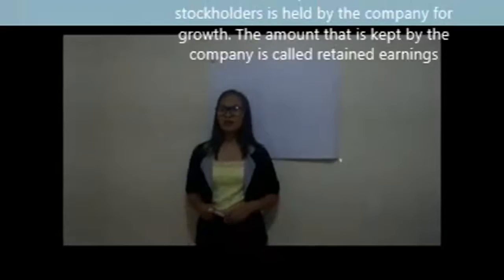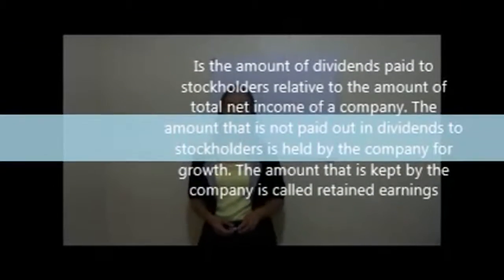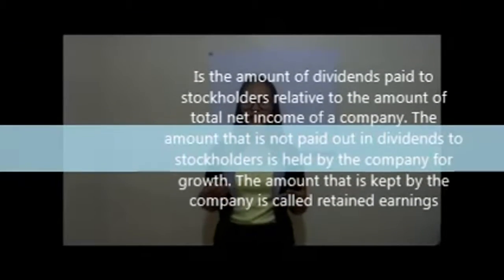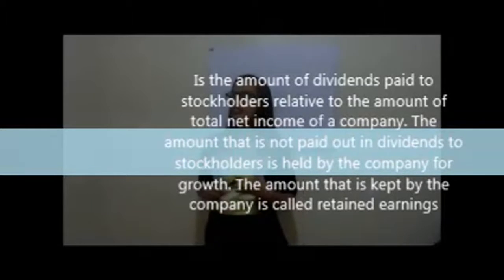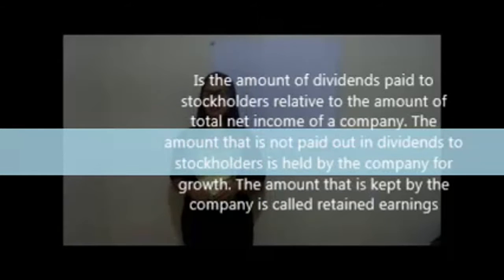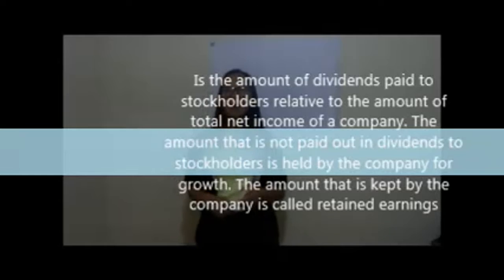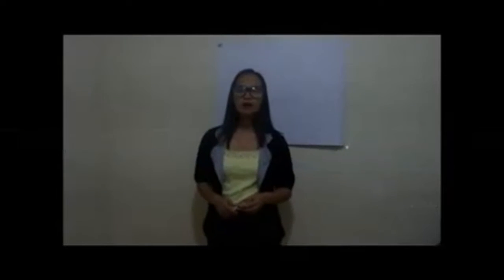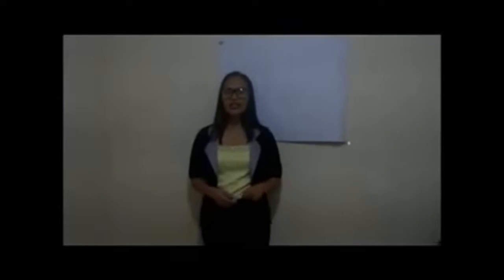It means that DPR is the amount of dividends paid to stockholders relative to the amount of total net income of a company. The amount that is not paid out in dividends to stockholders is held by the company for growth. The amount that is kept by the company is called retained earnings. DPR is a very useful calculation for potential investors because it indicates how much of a company's earnings are being paid out in the form of dividends.